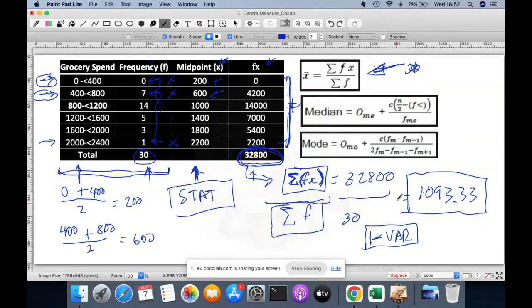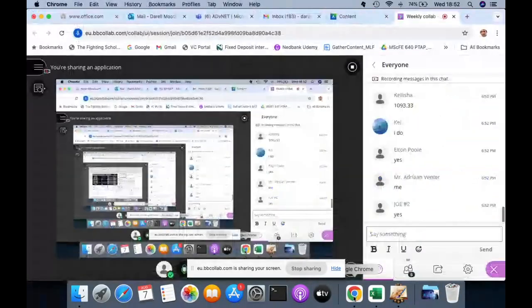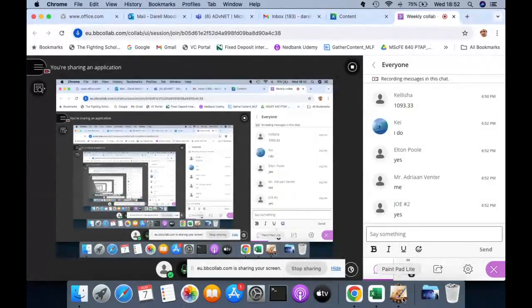Now, by show of hands, how many of you only have an X column? That is, there's nothing on the right of it. Some of you have frequency. Some of you won't have frequency. I want to know who doesn't have frequency. Okay, a lot of people.